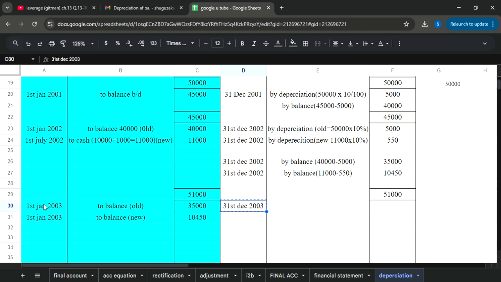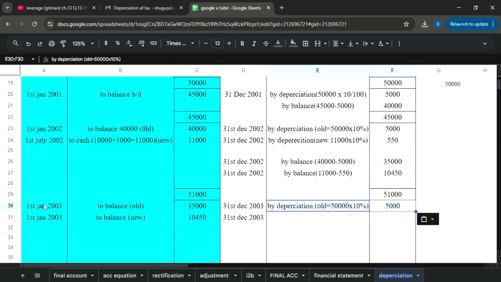Similarly, the same date would be mentioned over here. And please note it down, this depreciation would not be altered because we are following the fixed base method. So the same depreciation, 5,000, we will be putting over here. Now here there would be a little bit of change. You will pick this depreciation over here.